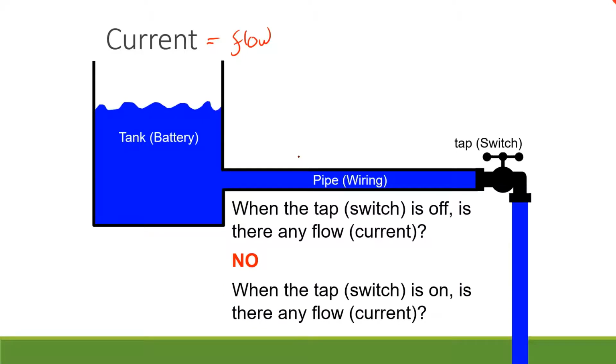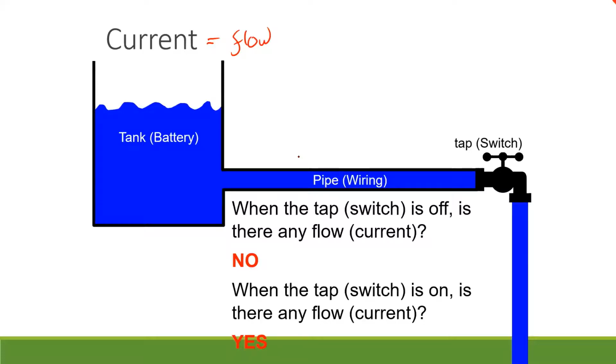Okay. Is there any current then? Yeah. Yep. Thanks, Dina. No, it's Jason that said yes. I'm sorry, Jason. Got you confused. Yeah, there is a flow of water going down now. That means there is current.